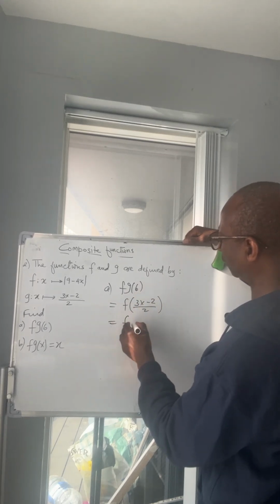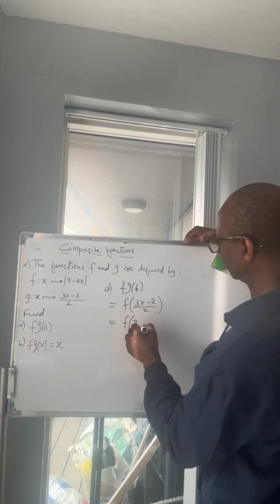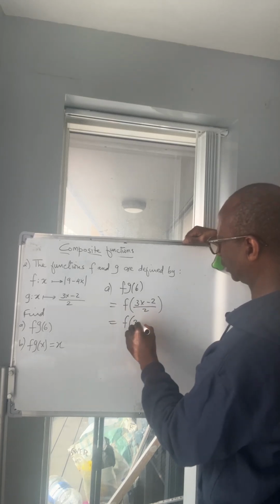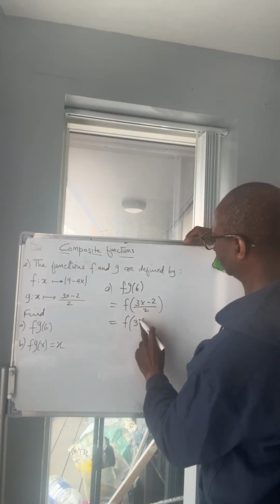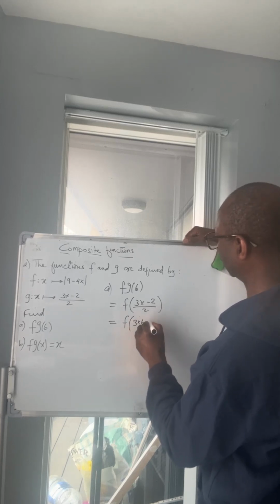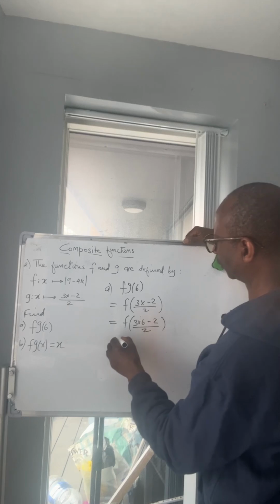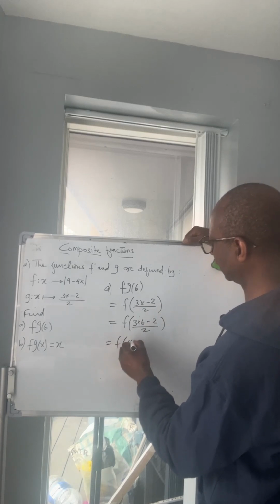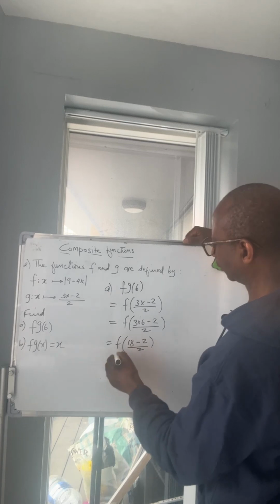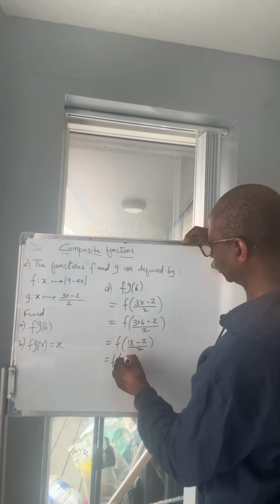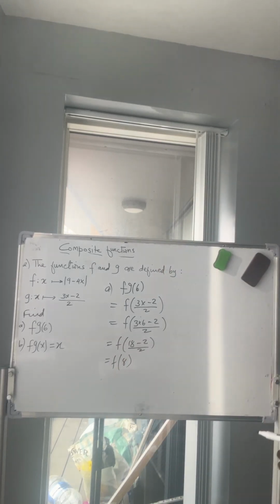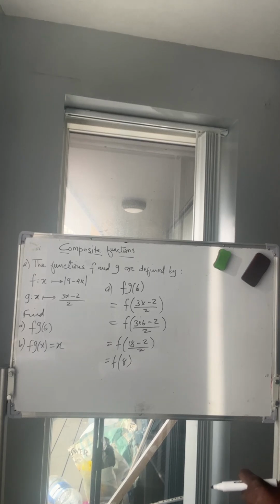So this will be equal to f of 3 times 6, multiplication, minus 2, all over 2. So this is equal to f of 18 minus 2 all over 2. This is f of 18 minus 2, 16. 16 divided by 2 is 8. So you get f of 8.